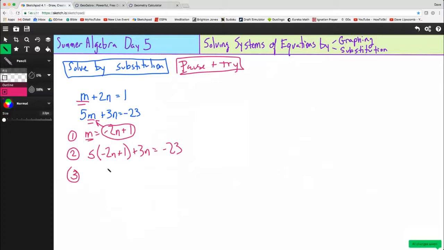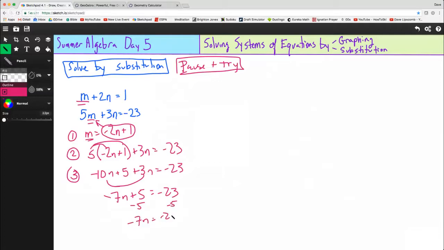Third step is to solve for n. So let's do our distribution. Negative 10n plus 5 plus 3n equals negative 23. Combine like terms. Negative 7n plus 5 equals negative 23. Subtract 5, negative 7n equals negative 28. Divide by negative 7, and we get n equals 4.